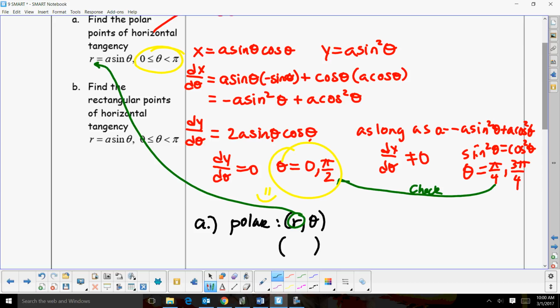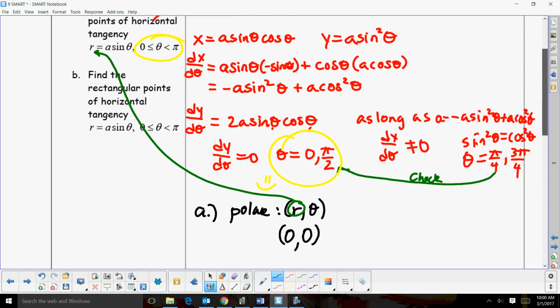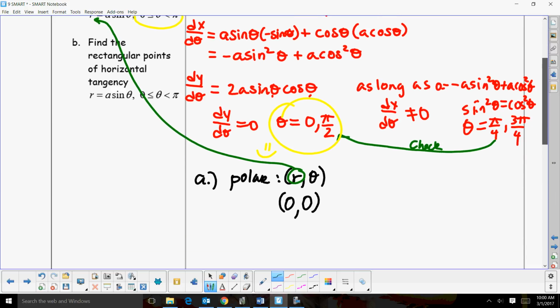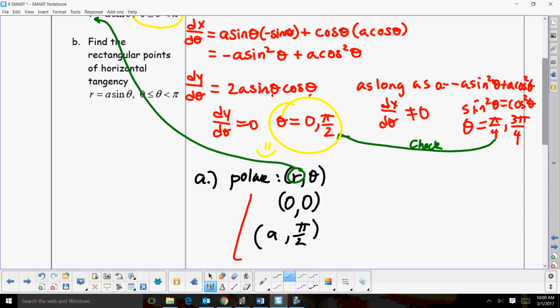So what's the first theta that I plug in? 0. And what do I get out when I plug it in? 0. What's the other theta that I'm plugging in? Pi over 2. Plug it into that equation, and what do I get out? A. So that's my answer for part A.